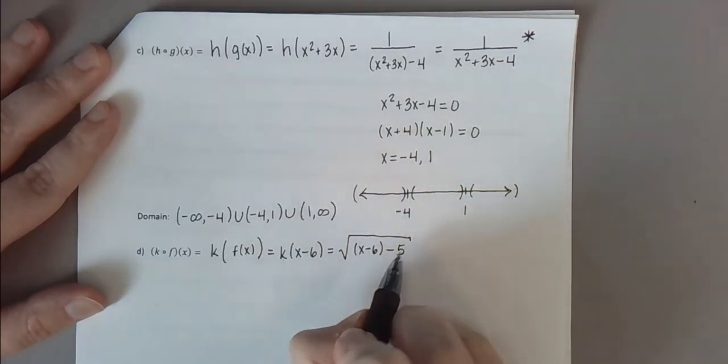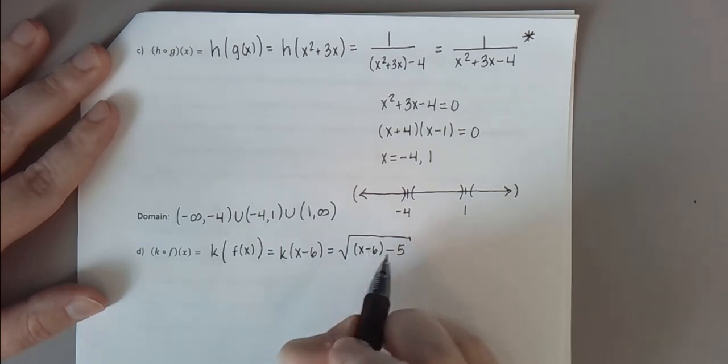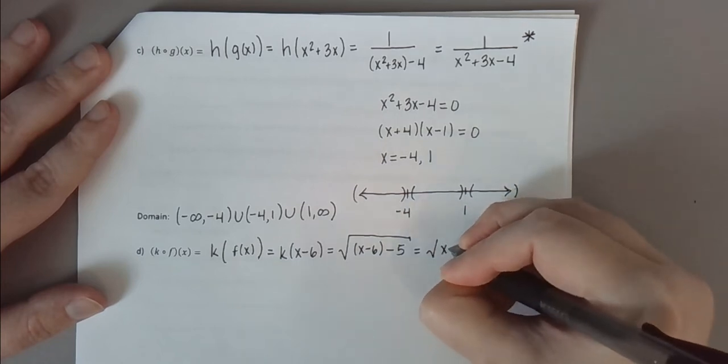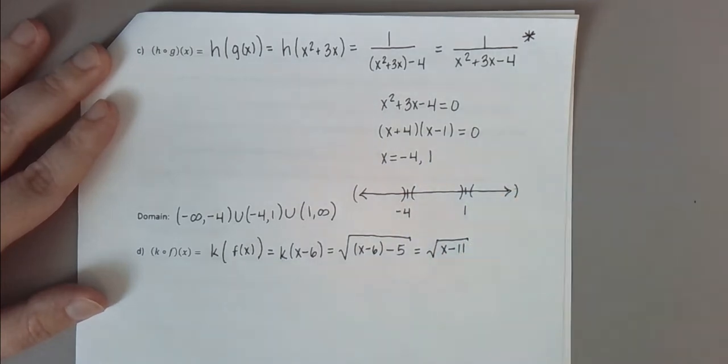And then we can combine these two terms under the radical. Negative 6 combined with negative 5. That's going to give us negative 11. So square root of x minus 11.